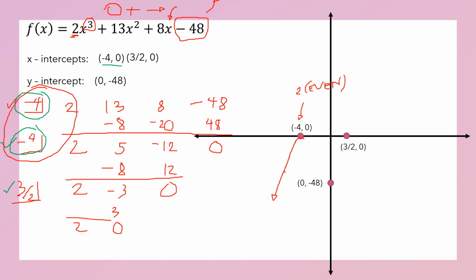Okay, so bounce only at negative 4, 0, then going down, go to 0, negative 48, then going up. So it will simply go straight to our 3 over 2 because there's no multiplicity for 3 over 2. And this is the graph of our f of x equals 2x cubed plus 13x squared plus 8x minus 48. So hope you understand how to graph polynomial functions, whether they are written in factored form or in standard form, whether there is multiplicity or whether there is none.